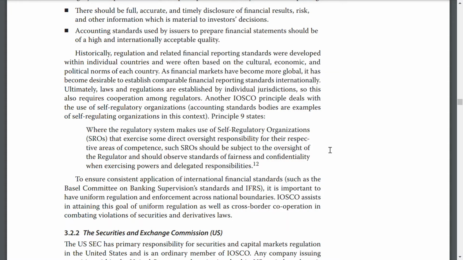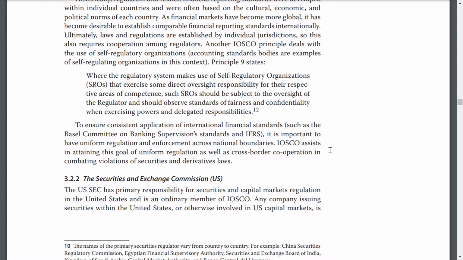Among the principles, one IOSCO principle deals with the use of self-regulatory organizations. Principle 9 states that where regulatory systems make use of self-regulatory organizations, the regulator should exercise direct oversight within their areas of competence. Such SROs should be subject to the oversight of the regulator and observe standards of fairness and confidentiality in the exercise of their powers and responsibilities.